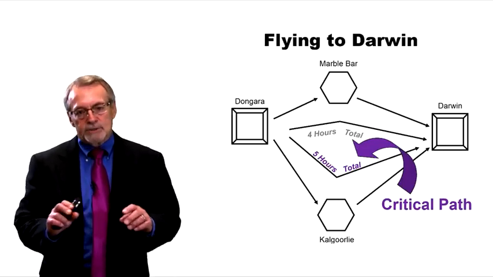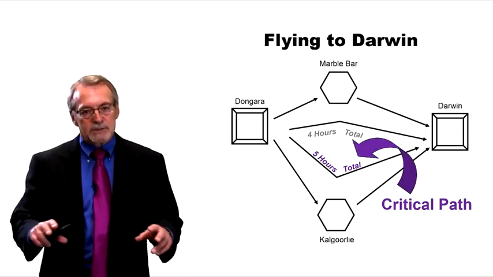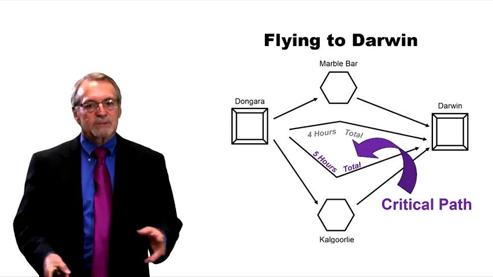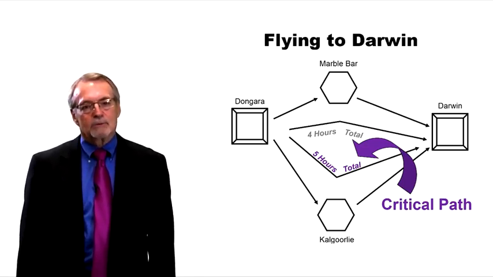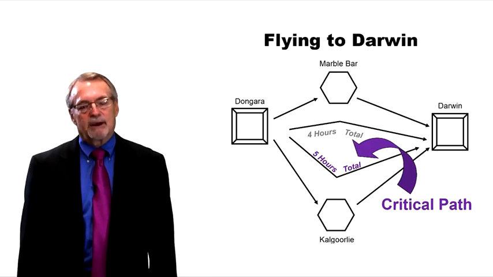When you lay out all the strings of tasks that have to be in a certain sequence, one string of tasks will be longer than all the other strings of tasks. That's the critical path through the project. Our longest string of sequential tasks through this project is 5 hours. This project will take 5 hours.